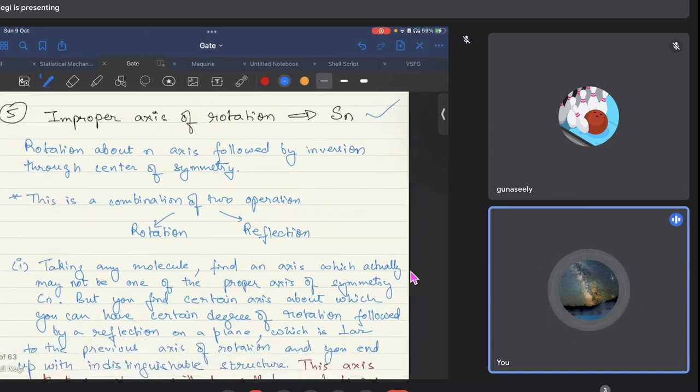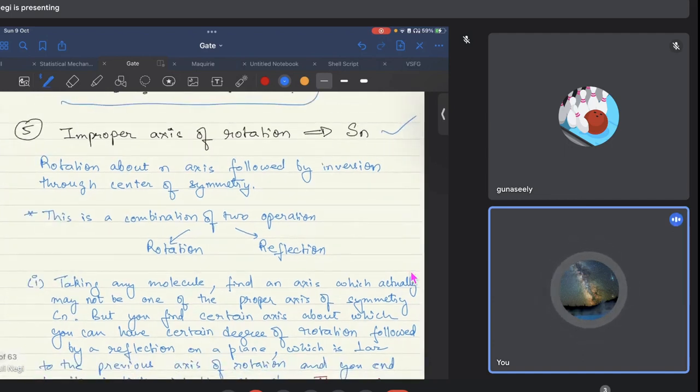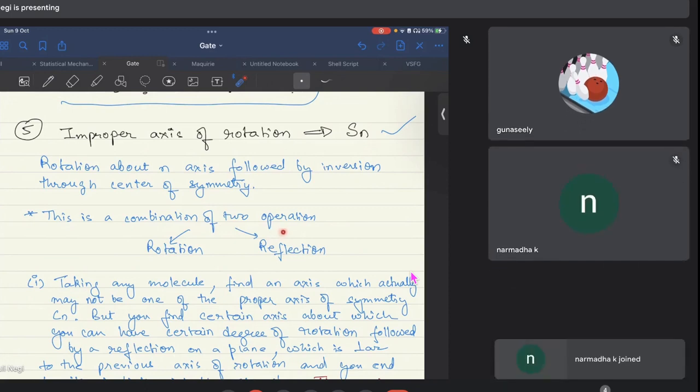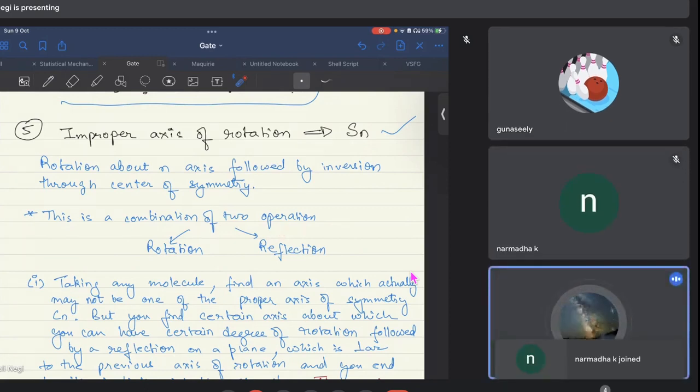So the last symmetry element left is the improper axis of rotation. This improper axis of rotation is denoted as Sn. The rotation is, first of all, a combination of two different operations. This is the very first element that you will see that is doing two different operations, and it is the only element doing two different operations at the same time. First it does rotation and then it does reflection.